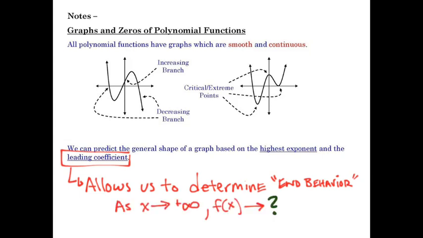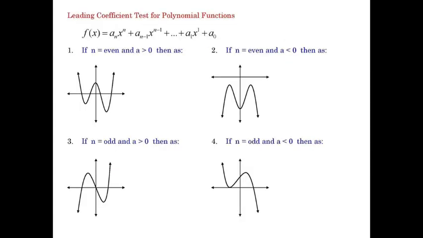Our notation here is as x goes to infinity, so that would be on this side, what is the function doing? What is f of x doing? And then we'll also ask, as x goes to negative infinity, what is our function doing? Those two things are going to allow us to sketch these graphs pretty quickly and accurately. So you can see here's a polynomial of degree n, and then it just counts down to finally some constant value that doesn't have an x attached to it.